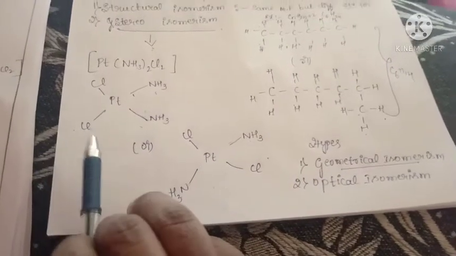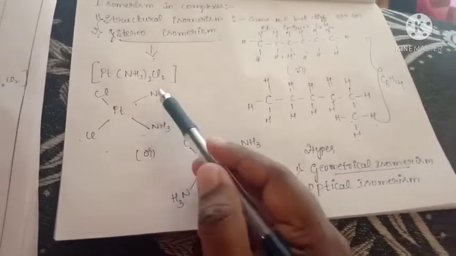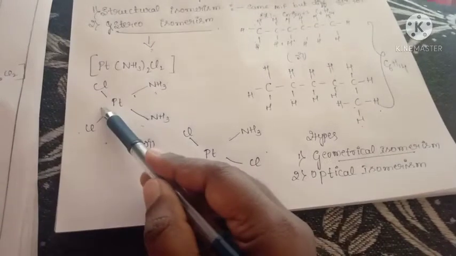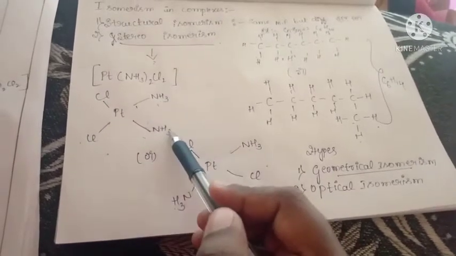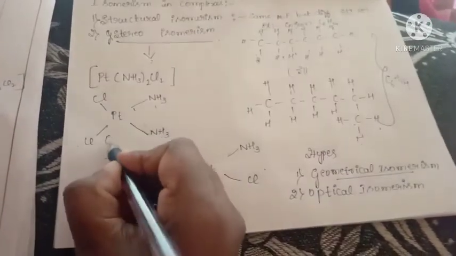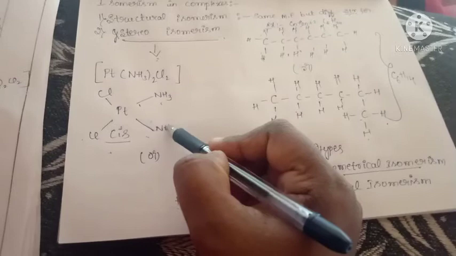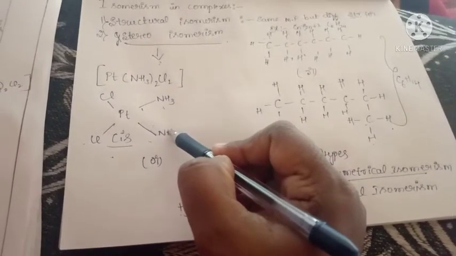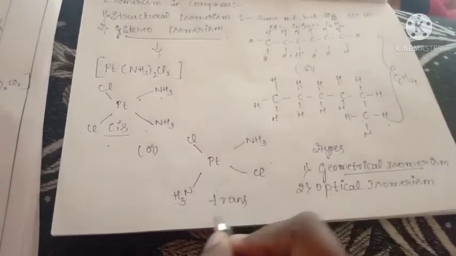In your previous classes, in the second PUC classes, you have learnt about these things. In the cis isomer, the ligands are different ligands. Here there are two different ligands, ammonia and chlorine. Listen here, the same ligands on the same side is called a cis isomer. The same ligands on opposite sides is called a trans isomer. This is about geometrical isomerism.